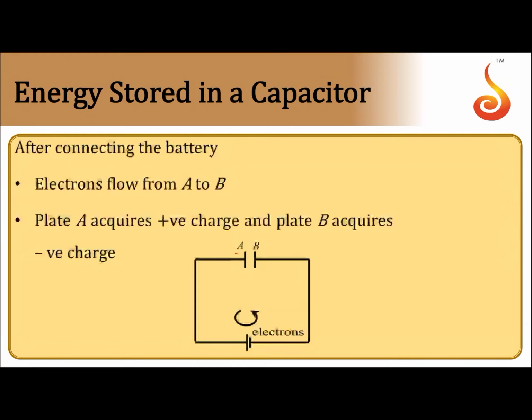In this case, plate A becomes positively charged, plate B becomes negatively charged. Now charging a capacitor means taking away a positive charge from the negative plate and transferring it completely to the positive plate. So this is the meaning of charging a capacitor.